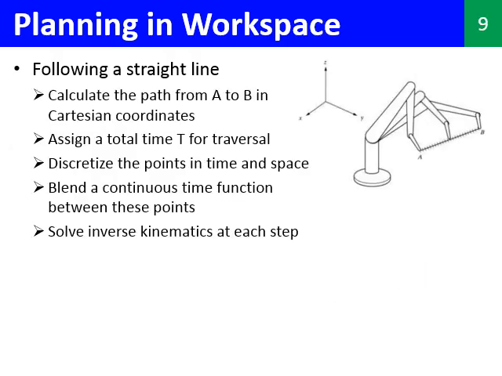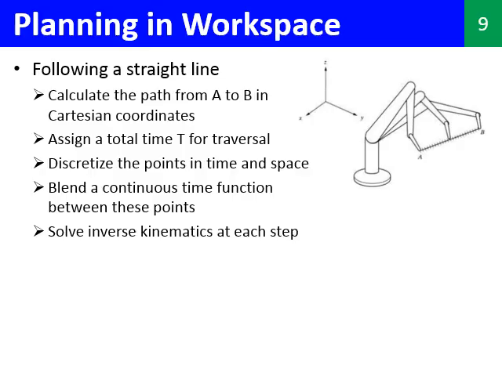Let's look at the steps to be taken when we plan trajectories in workspace. Again, let's say we want the end effector to follow the straight line from A to B. Our first step is going to be to calculate the path from A to B in Cartesian coordinates. After that, we will assign a total time t for the traversal, because we are dealing with trajectories, so the path should contain time information.